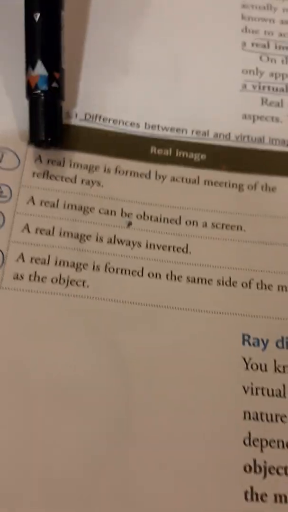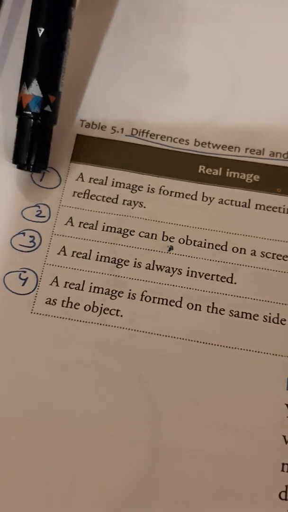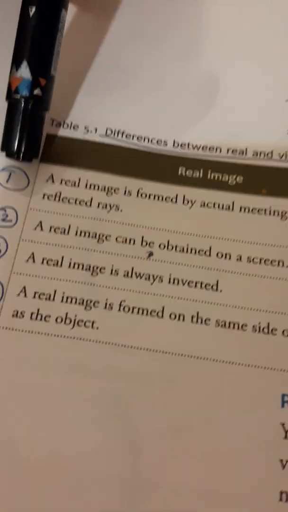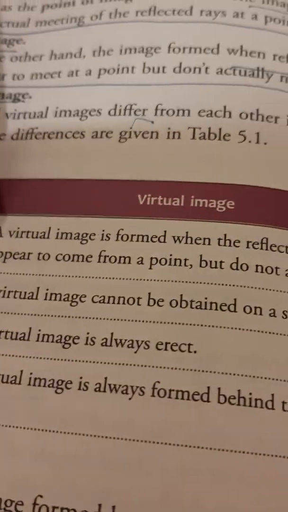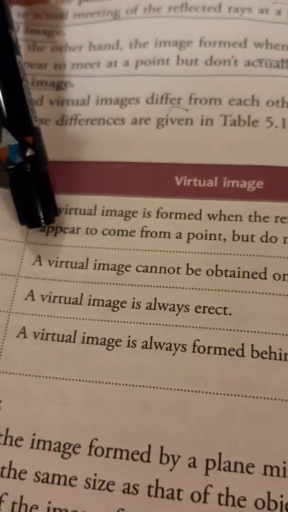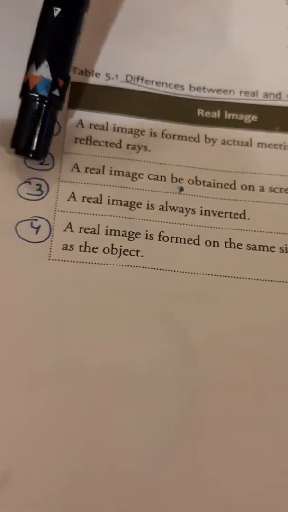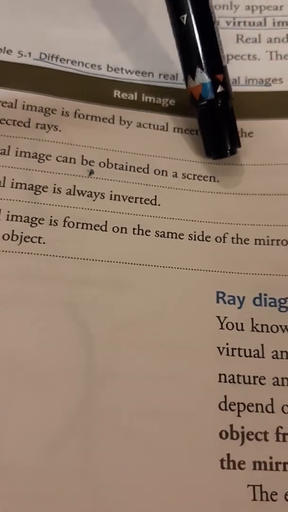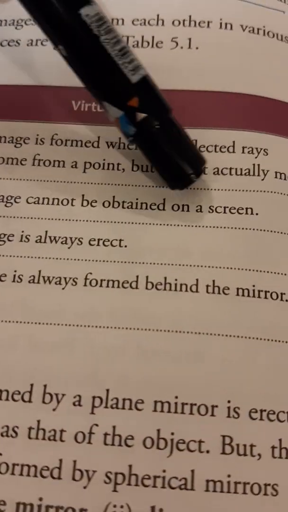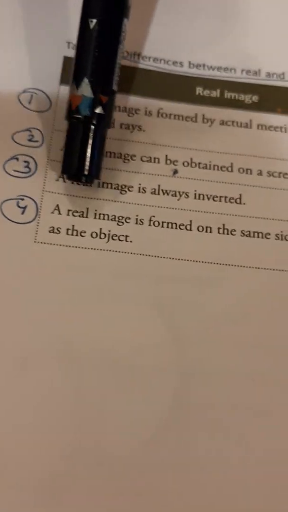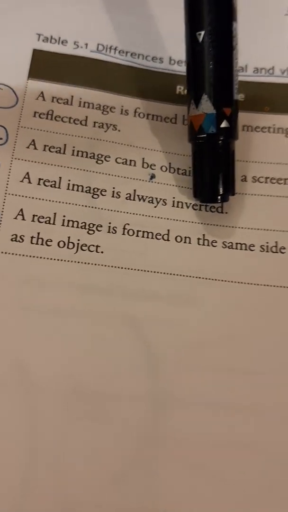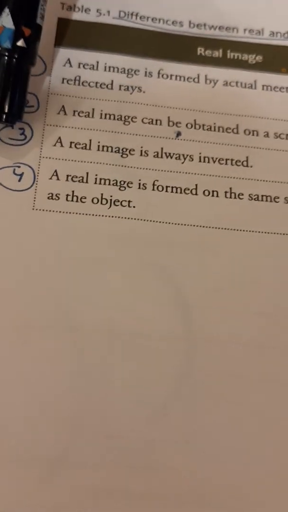So you may be asked the difference between the real and the virtual images. So what is the first difference? This first column is for the real image, the second column is for the virtual image. What is the first point of difference? Real image is formed by actual meeting of the reflected rays. Virtual image is formed when the reflected rays appear to come from a point but do not actually meet. What is the second point of difference? Real image can be obtained on a screen. Virtual image cannot be obtained on a screen. Real image is always inverted. Virtual image is always erect. This is the third point of difference.